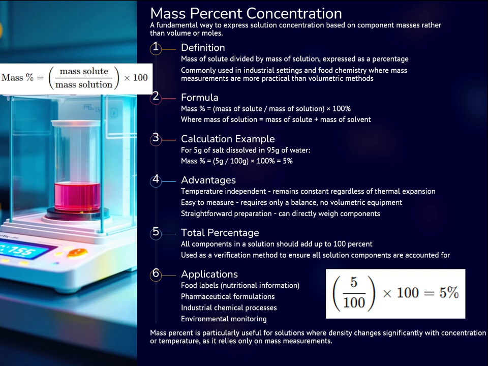For example, if you dissolve 5 grams of salt into 95 grams of water, the total mass is now 100 grams. So the mass percent would be 5 divided by 100 grams, then multiplied by 100 to turn it into a percentage, and that would give us 5%.